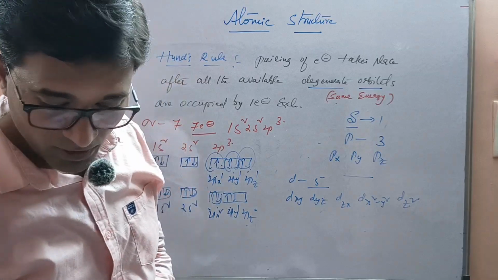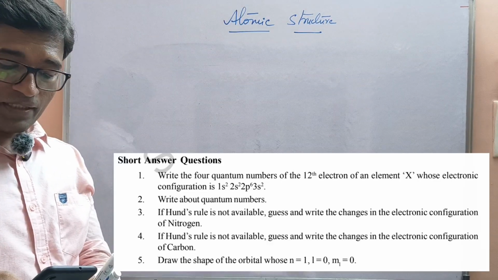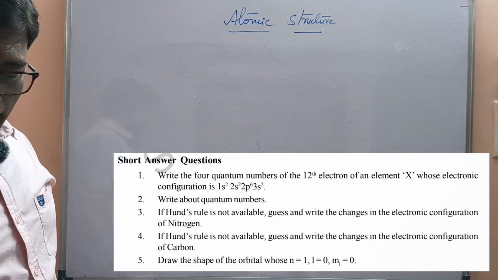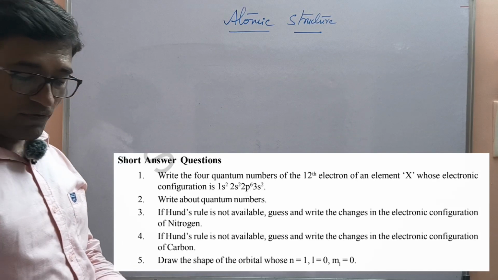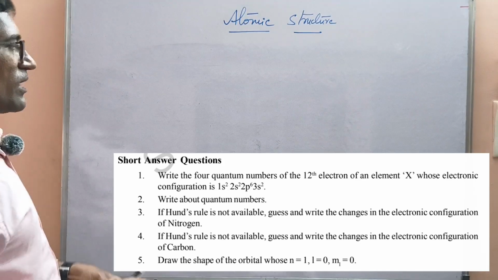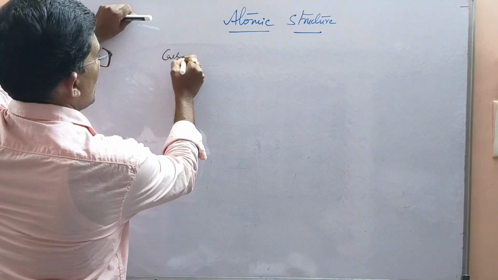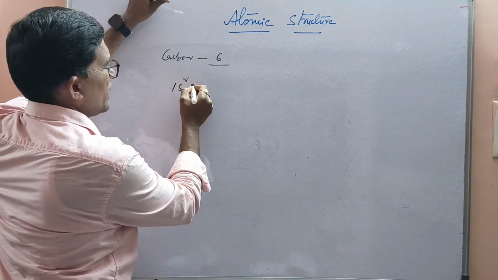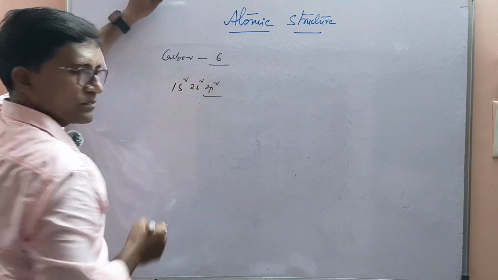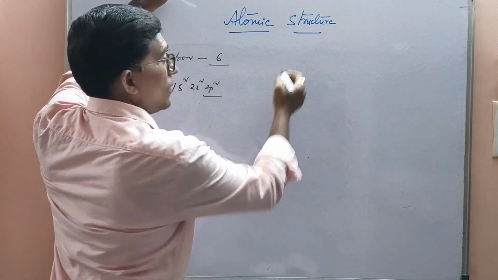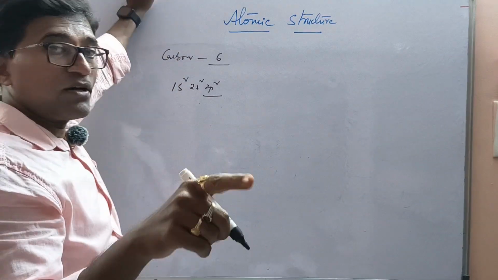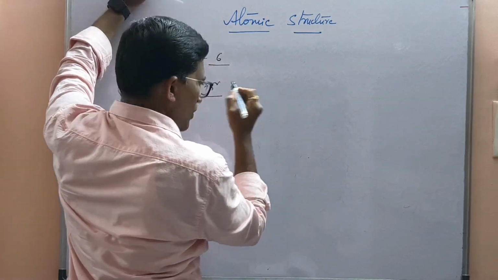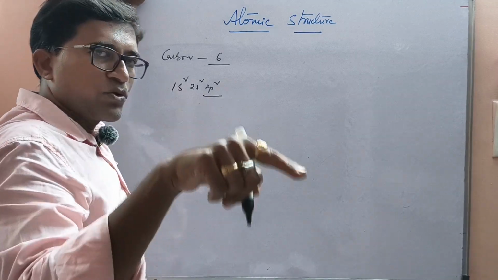Come on, next question. If Hund's rule is not available, guess and write the changes in the electronic configuration of carbon. See, carbon, atomic number is 6. Okay, and the configuration if I write is 1s2, 2s2, 2p2. According to Hund's rule, pairing of electrons takes place after all the available degenerate orbitals are occupied by 1 electron each. Now, first I will write according to Hund's rule.